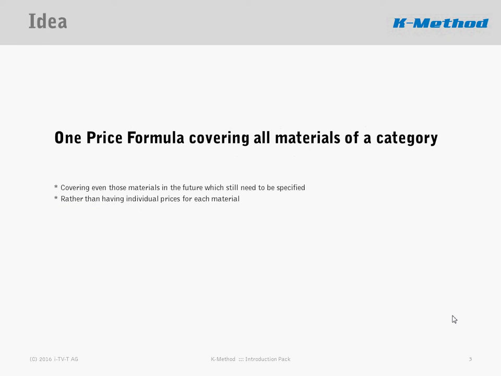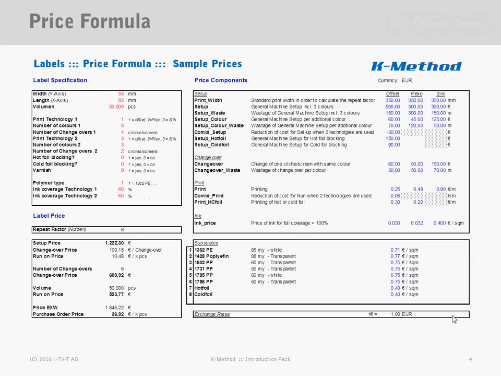The basic idea of what I'm going to present to you now is to have, instead of individual prices, one price formula covering all materials of a category. And this price formula not only covers all the materials you have currently, it also covers the items you will be sourcing in future. So we will not have individual prices anymore, we will have a price formula.